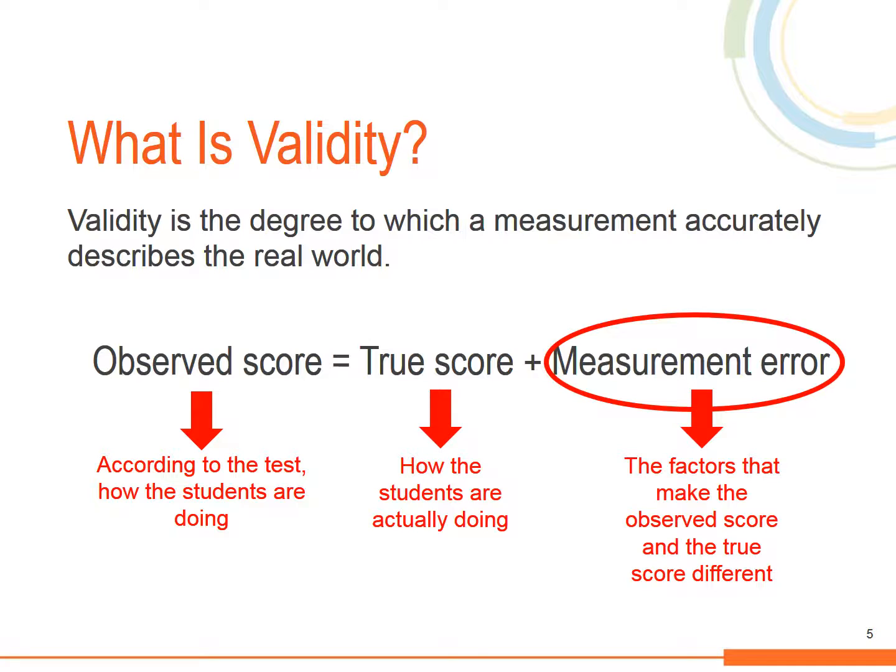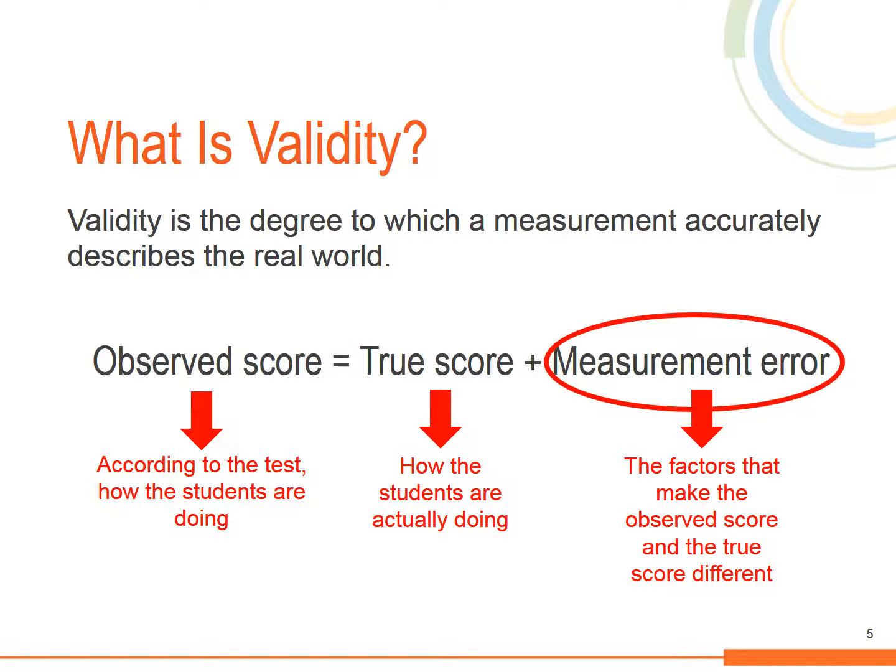So, what is validity? Validity is the degree to which a measurement accurately describes the real world. As classical test theory tells us, the observed score is equal to the true score plus the measurement error. The observed score is, according to the test, how the students are doing. The true score is how the students are actually doing. You want that observed score and that true score to be as close to equal as humanly possible.